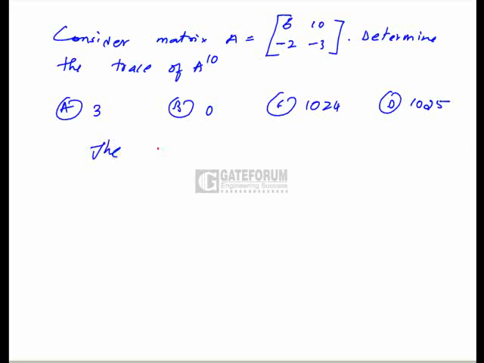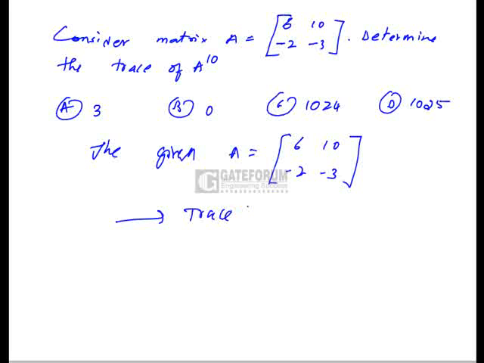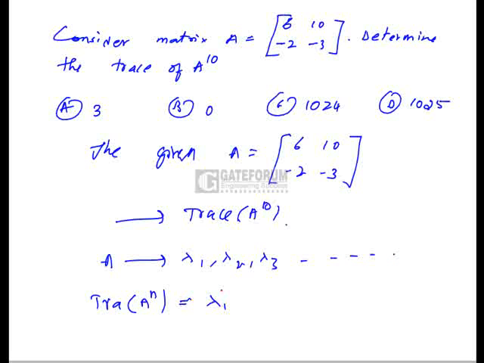The given matrix is A is equal to 6, 10, minus 2, minus 3. Now, we have to find the trace of A power 10. Now, first of all, let us see a property. If A is any matrix whose eigenvalues are lambda 1, lambda 2, lambda 3 and so on, then trace of A power n will be nothing but sum of all the eigenvalues raised to the power of n, so lambda 1 power n plus lambda 2 power n plus lambda 3 power n and so on.